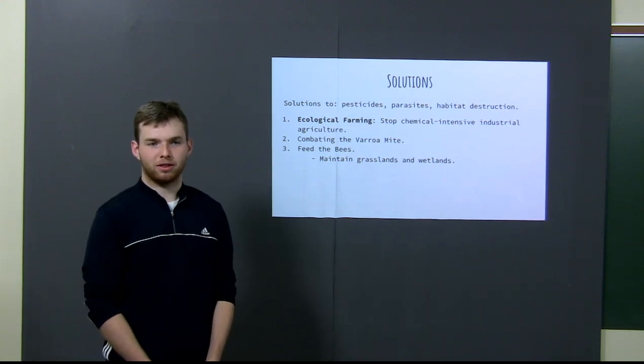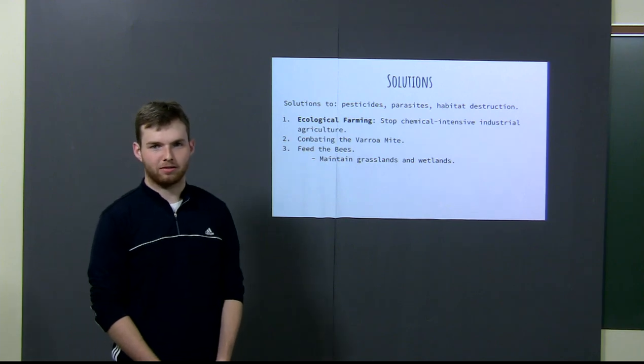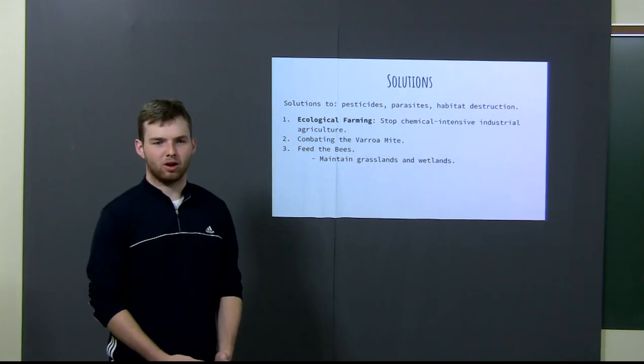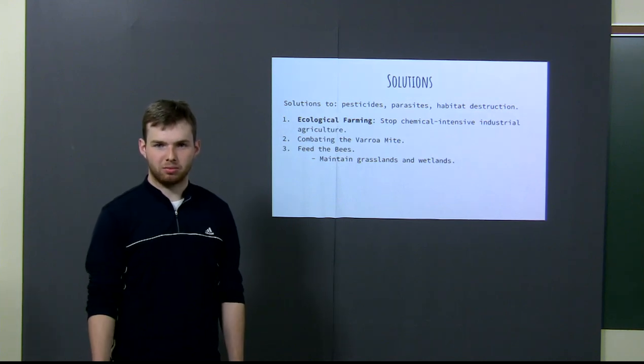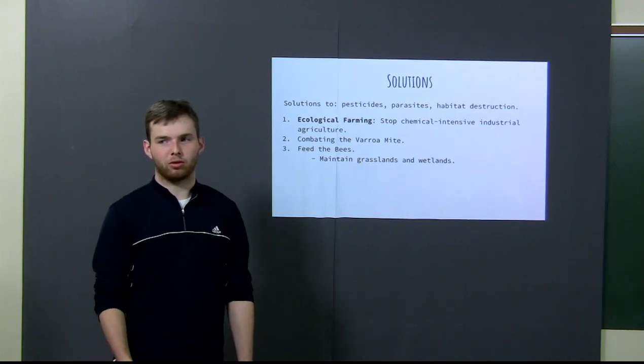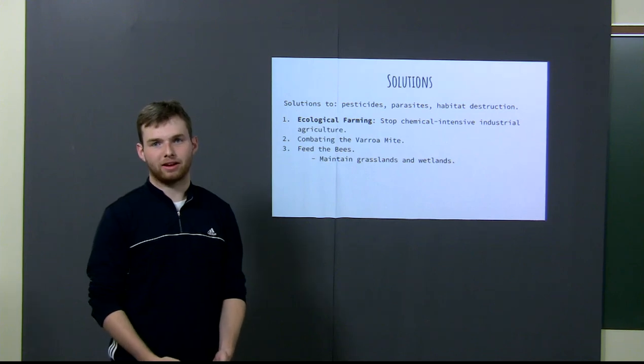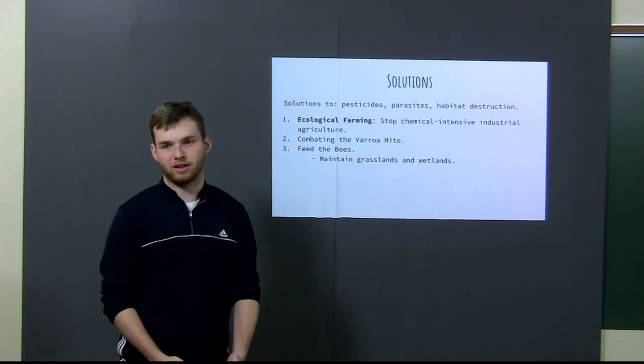Also would be to combat the varroa mite, which was talked about earlier, that feeds off the bees. This would be almost like introducing a web to the beehive, so when the bees come in, it almost knocks the varroa mite off of them. It can almost act as a dog collar for a bee.